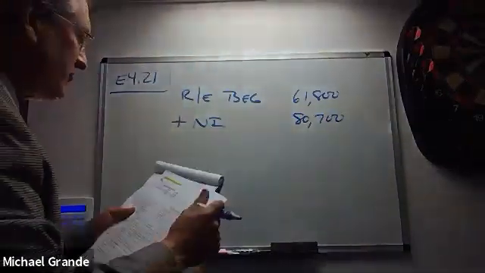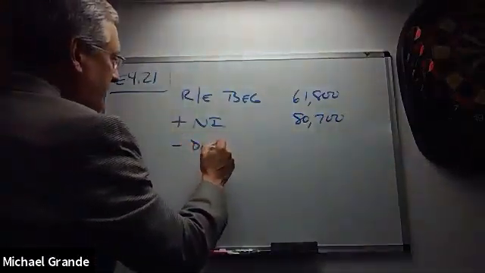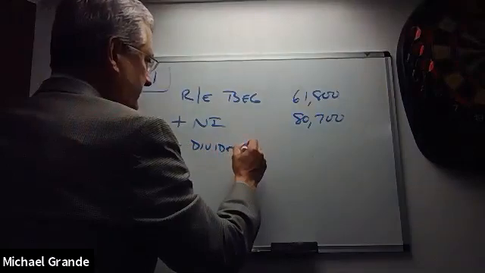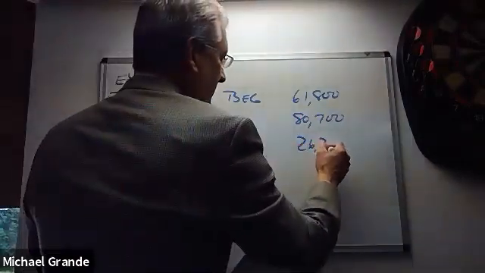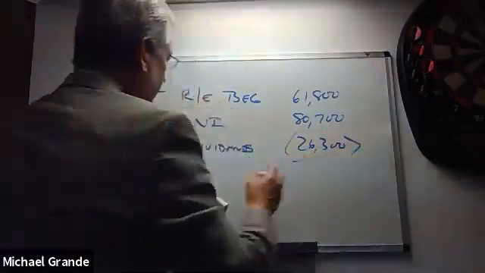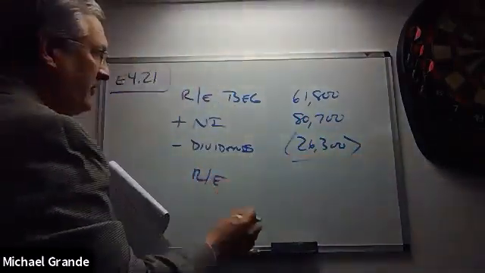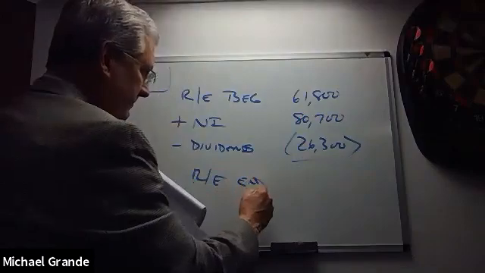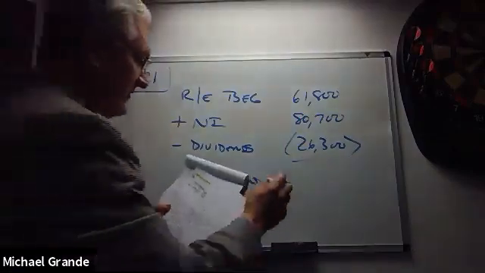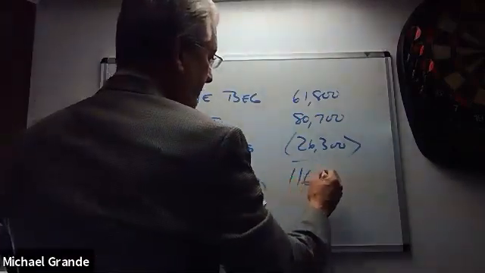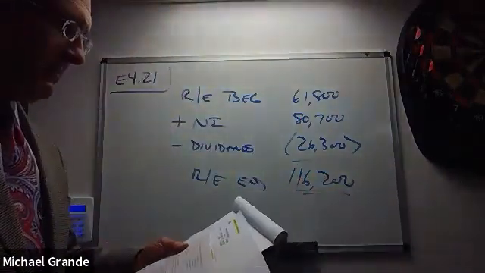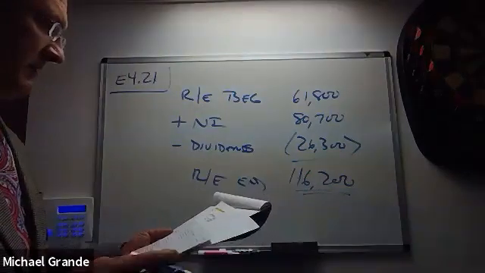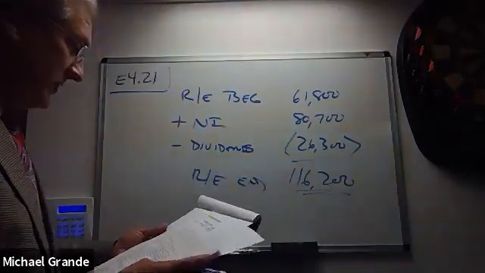And then we subtracted dividends in the amount of $26,300. So we have retained earnings ending in the amount of $116,200. Ending retained earnings. That's exercise number 21.